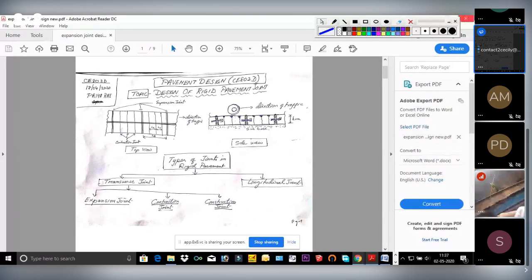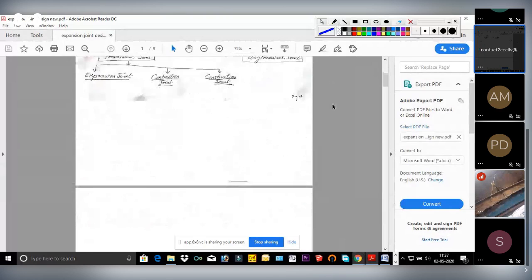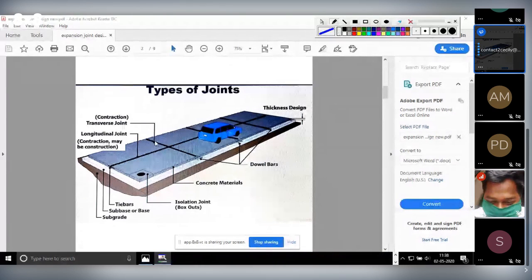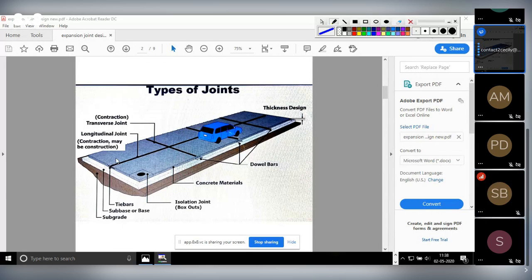Right? Now, what do you mean by the joints? See here. Suppose this is a pavement. Rigid pavement slab. As I said, the rigid pavement consists of several slabs joined together. See, this car is moving in this direction. So along this direction, this one is a joint which is parallel to the direction of traffic, and it is known as the longitudinal joint.